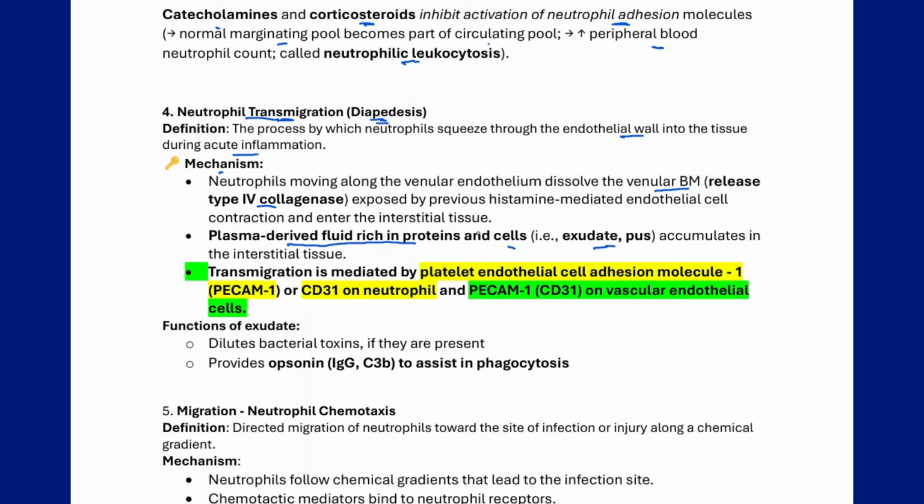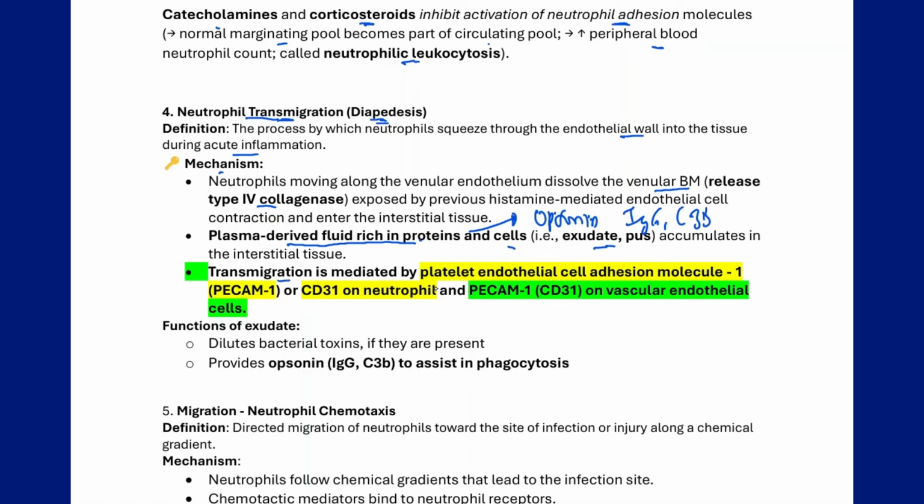And remember, in this protein, one of the things we're going to have there is our opsonins. Examples like IgG and C3b are also going to be present in that fluid. And what mediates this transmigration? This transmigration is mediated by platelet endothelial cell adhesion molecule 1, which is PECAM-1. That's present on the neutrophil, and it's also present on the endothelial cell.